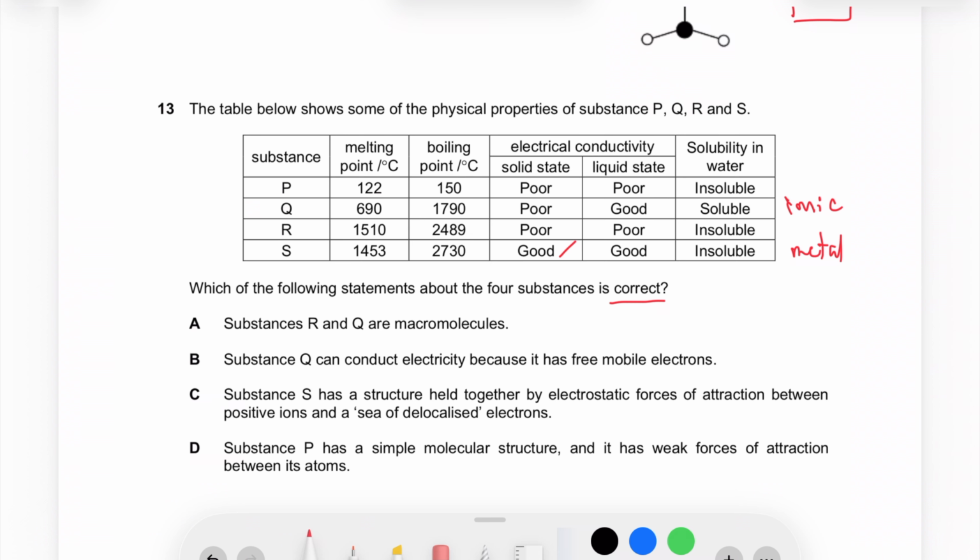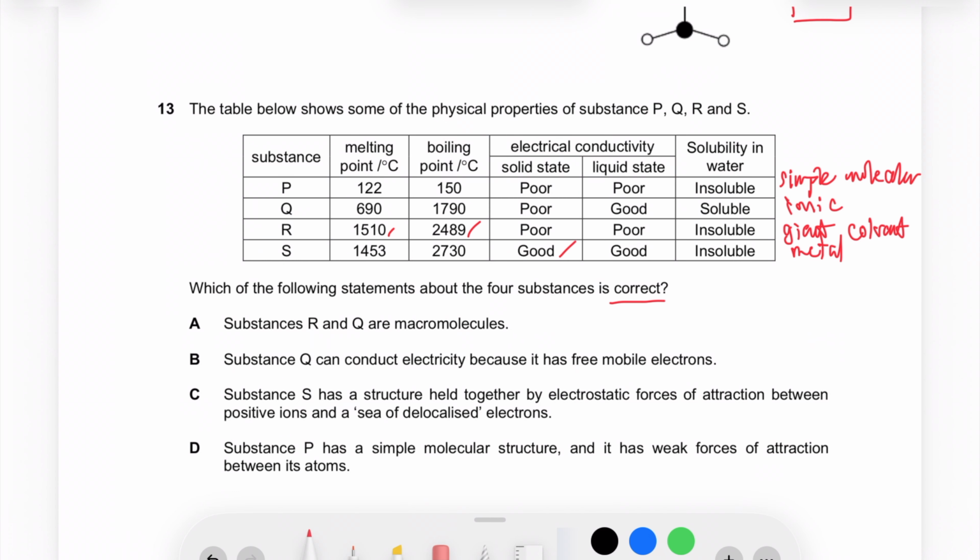And then P and R both are poor conductors and insoluble, but you notice the melting point and boiling point are so high, so this one most likely is giant covalent structure. Okay, and then P, so it will be simple molecular.